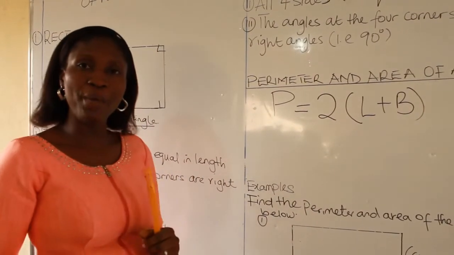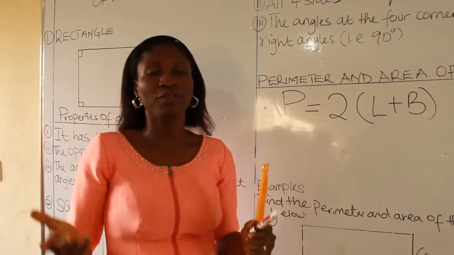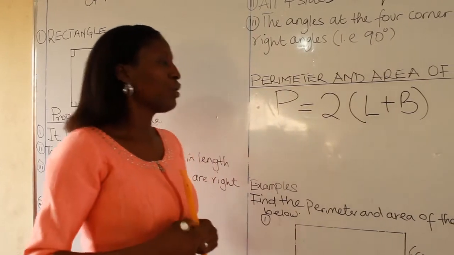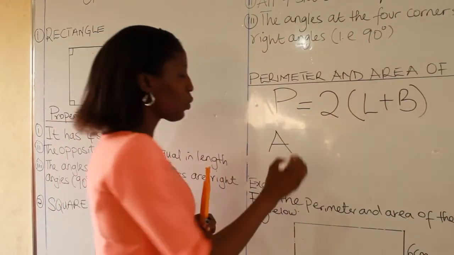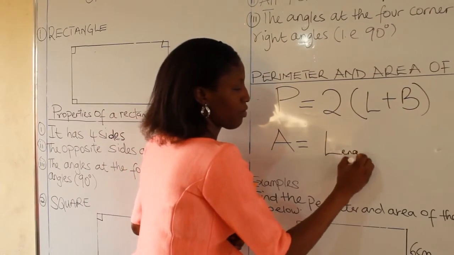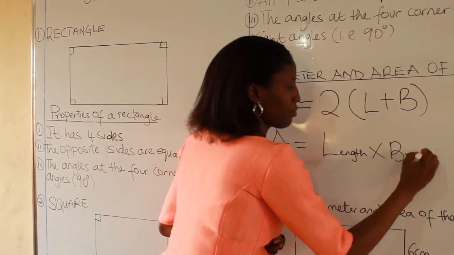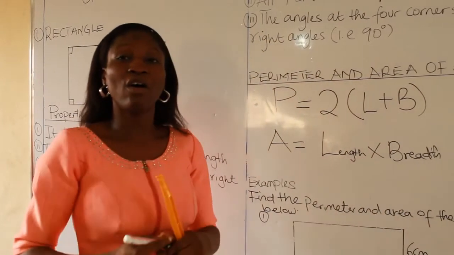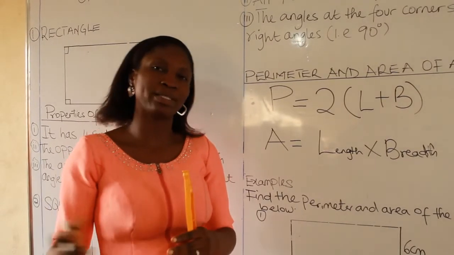Now, the area of a rectangle. The area of a rectangle is the total surface given. So the area of a rectangle equals length times breadth.